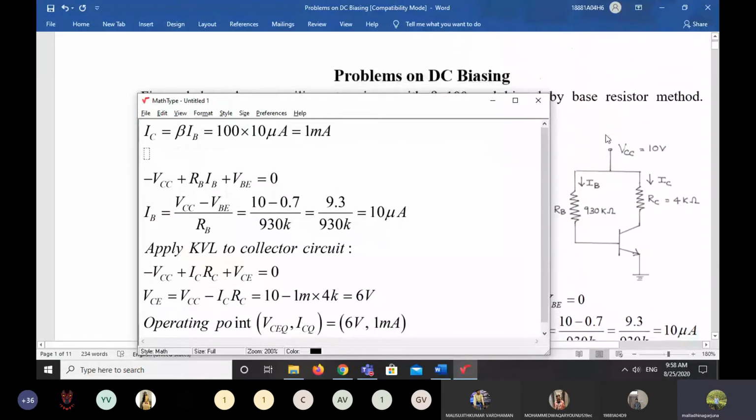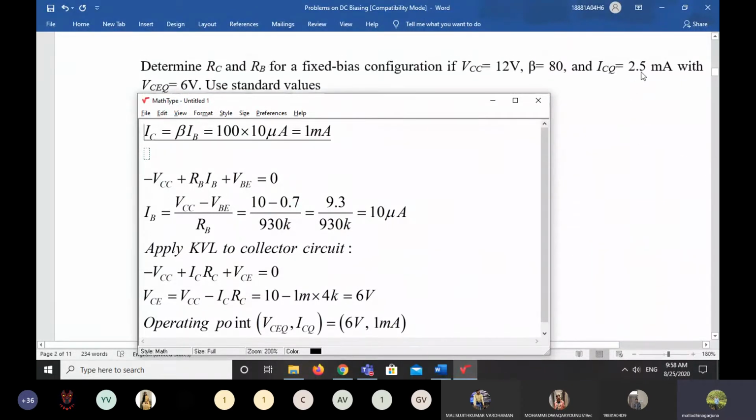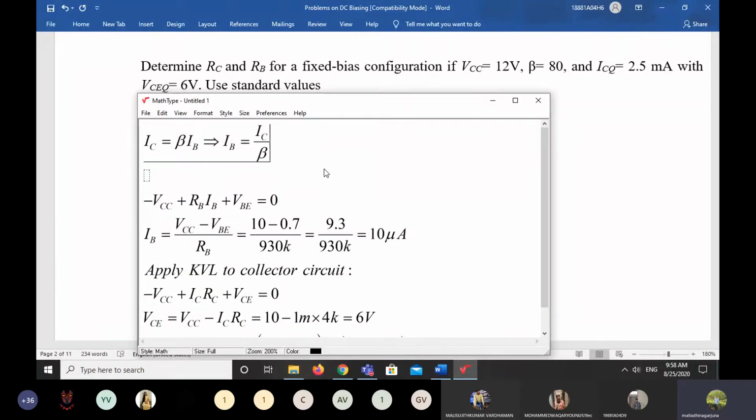If you see the circuit diagram, the IC value is given. What is the value? 2.5 milliamperes is given. From this you can write IB equals IC divided by beta. Why? Because we know the relation between IC and IB: IC equals beta times IB, so IB equals IC by beta. That implies IC is 2.5 milliamperes divided by beta, which is 80. So what is the answer here? 2.5 by 80.